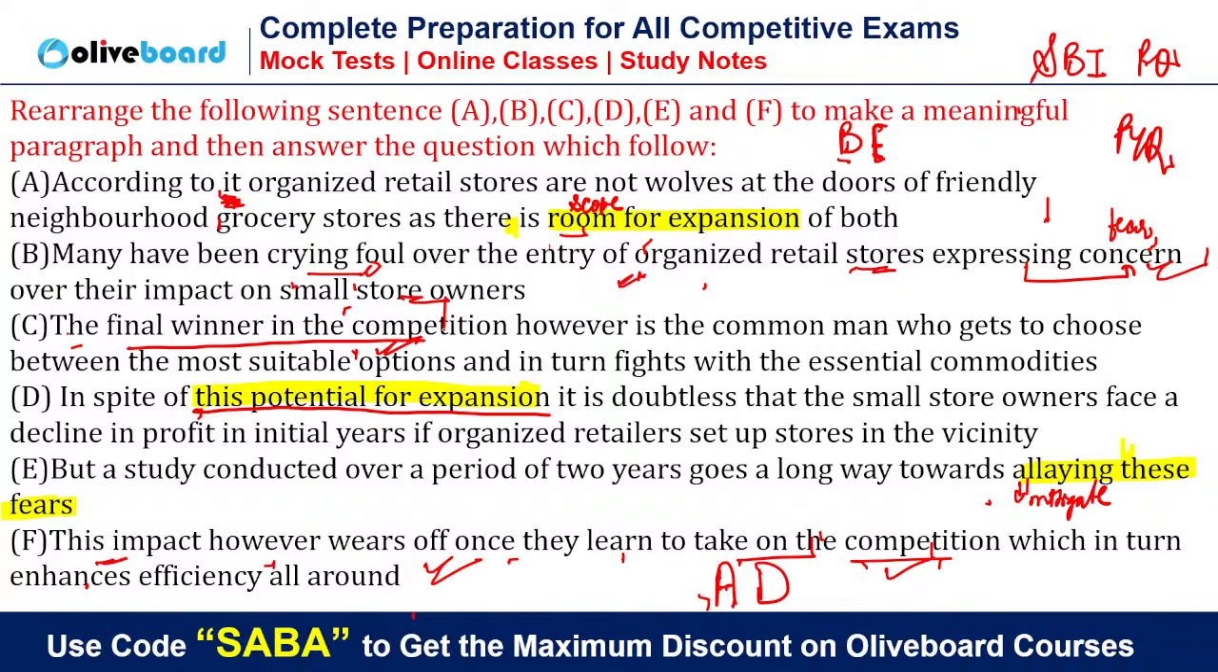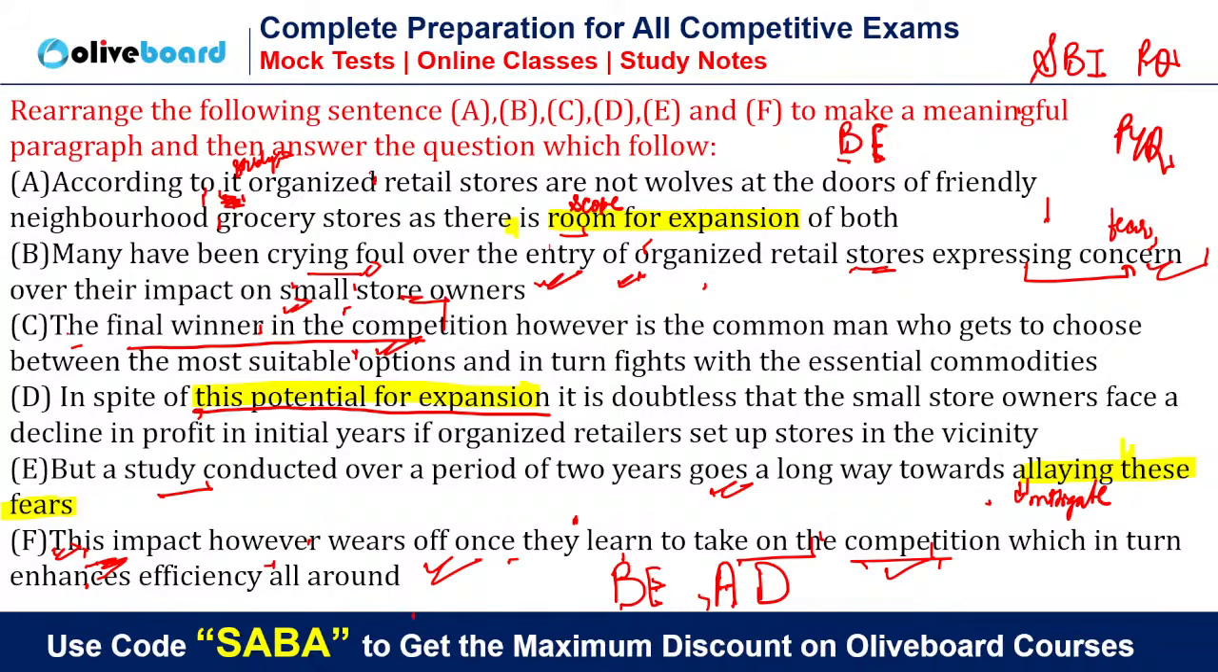Okay. Actually, what you people did, you people paired BF. That is wrong. That is wrong, guys. Actually, this impact is not directly paired. Okay. So people expressed concern over their impact on small store owners. Okay. But the study conducted. So initially people were scared, afraid, but the study conducted over a period of 2 years goes a long way towards allaying these fears. Now, according to it, this it is referring to the study only. Now, what was in the study that it is mitigating the fear? It is pacifying the fear.